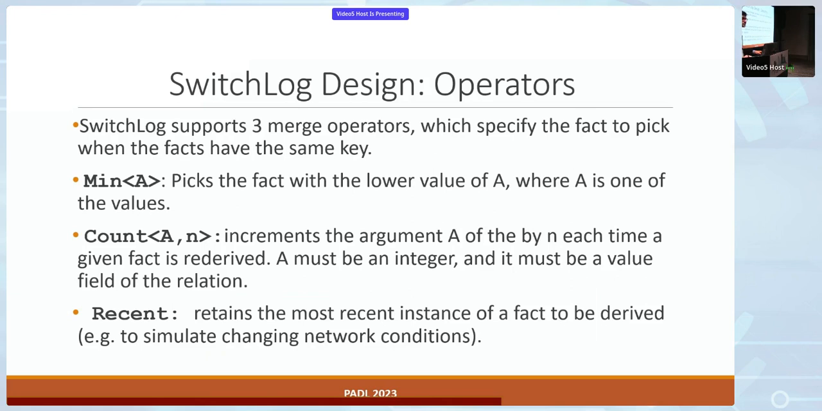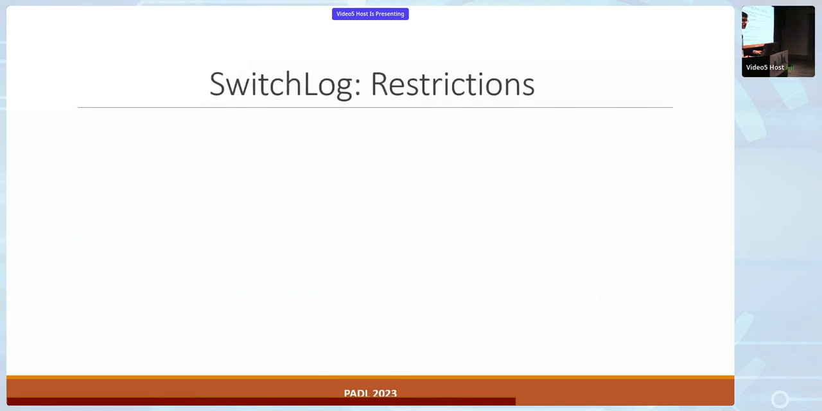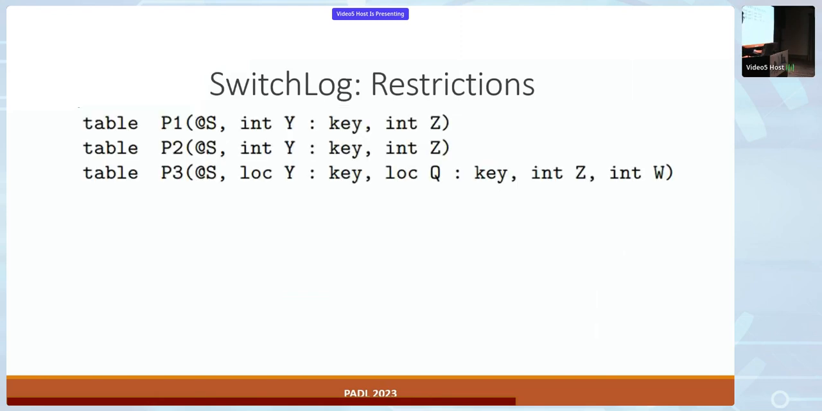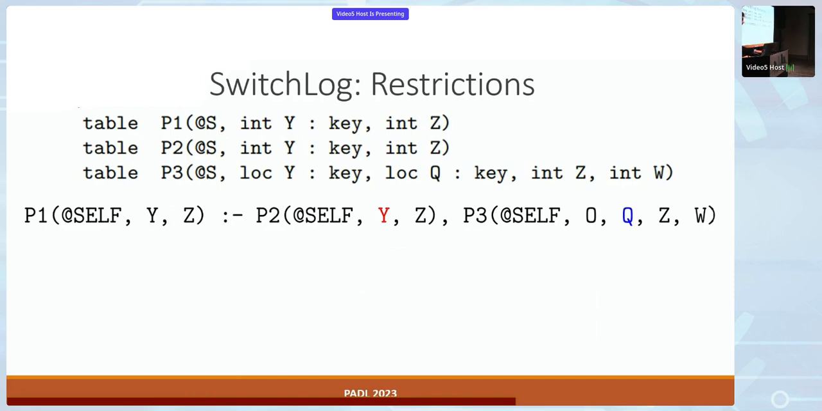We need other syntactic restrictions, in particular to deal with joins. And to see what I mean, I'm going to again go by way of example. So consider these three SwitchLog table declarations. You have P1, which has one key and one location specifier and one value. P2 also has a location specifier, a key, and one value. And you have P3, which has a location specifier, two keys, and two values. Now consider the following rule. P1 self Y Z if P2 self Y Z and P3 self O Q Z W. So you can see that the keys in P3 differ from the keys in P2.